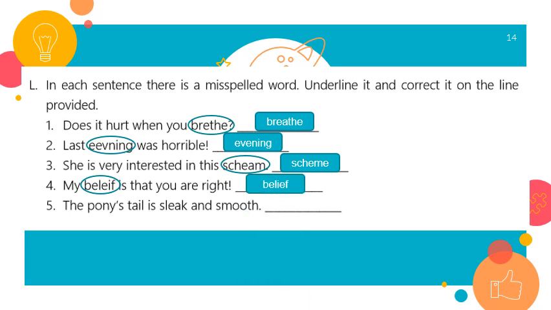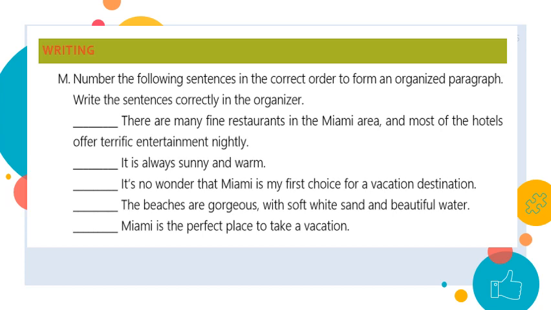And the last one, the pony's tail is sleek and smooth. Sleek should be written as E-E-double-E. Okay? I think now we can move to the last part, which is about writing. Here in this part, we're going to revise writing the parts of the paragraph in a short and simple way. What does this exercise say? But first of all, let me remind you that the parts of the paragraph are topic sentence, details, and concluding sentence.